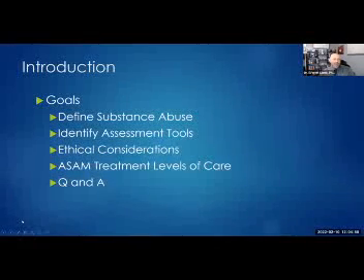So our goals for today are to define substance abuse. What does actual substance abuse look like versus just use? To identify some assessment tools to assist us in being able to see where in that acuity list they are. And then looking at some ethical considerations around all those referrals, all what we can treat, what we can't in private practice and in our scope of licensure, the ASAM treatment levels of care and their criteria, and then we'll do a little Q&A.